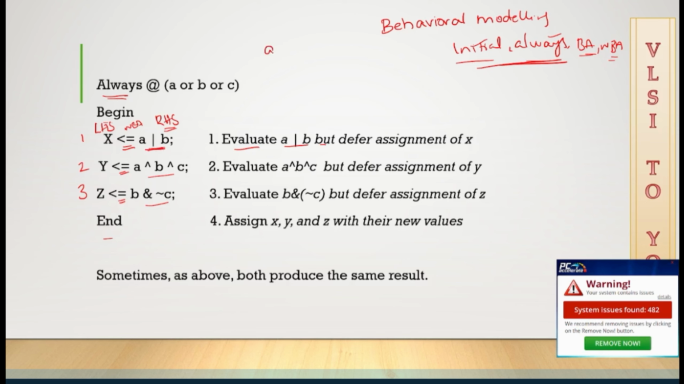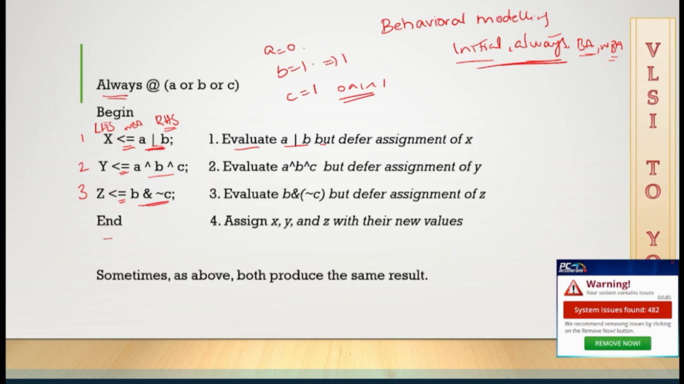That means, for example, if you are taking A equal to 0, B equal to 1, C equal to 1. Now A or B means 0 or 1. That means the value is 1. Here the evaluation is done, but the assignment is not done. Similarly, here the evaluation is done, like 0 or 1, or 1. The evaluation is done, but the assignment is not done. Evaluation is done, but assignment is not done.